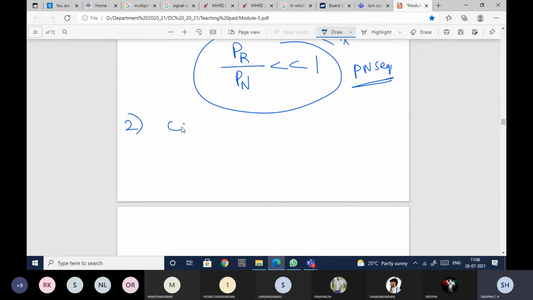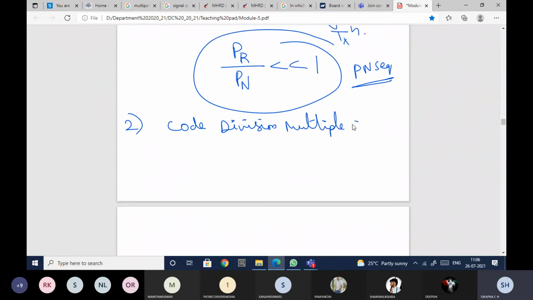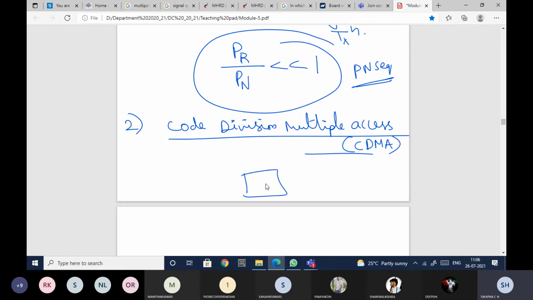The second application is code division multiple access. This is one more important multiplexing technique, code division multiplexing. Here I have a single channel, different transmitters and different receivers. The transmitters have to send the information through the same channel, so different transmitters will use different PN sequences.